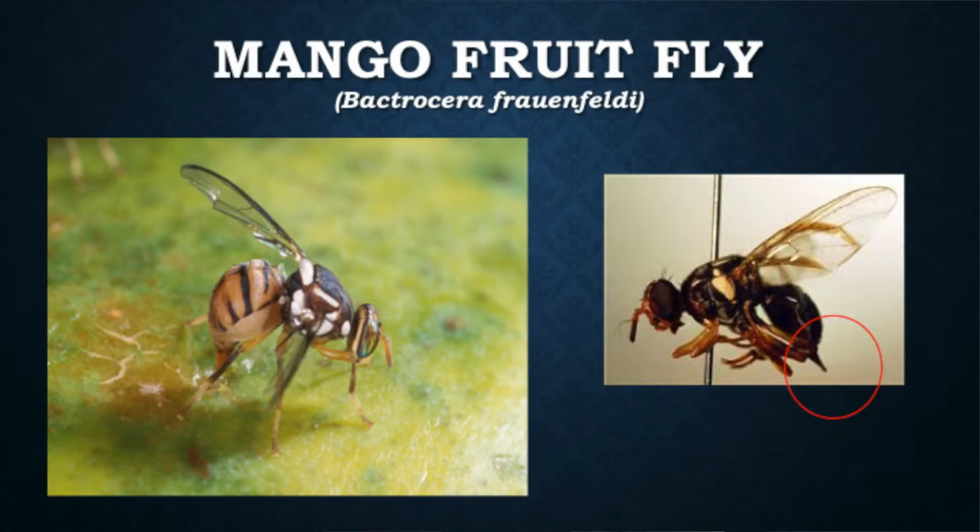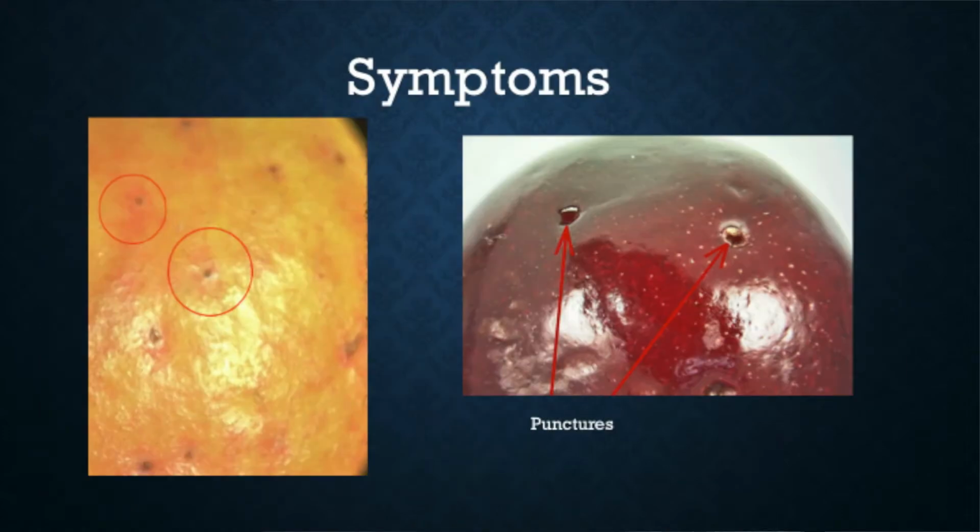Mangrove fruit fly is characterized by its patterned wings, and the female typically has a long, telescopic, and pointed ovipositor. Ovipositor is the organ that enables the female to lay eggs. When its host is infected, it shows signs such as oviposition punctures, such as the one in the picture.